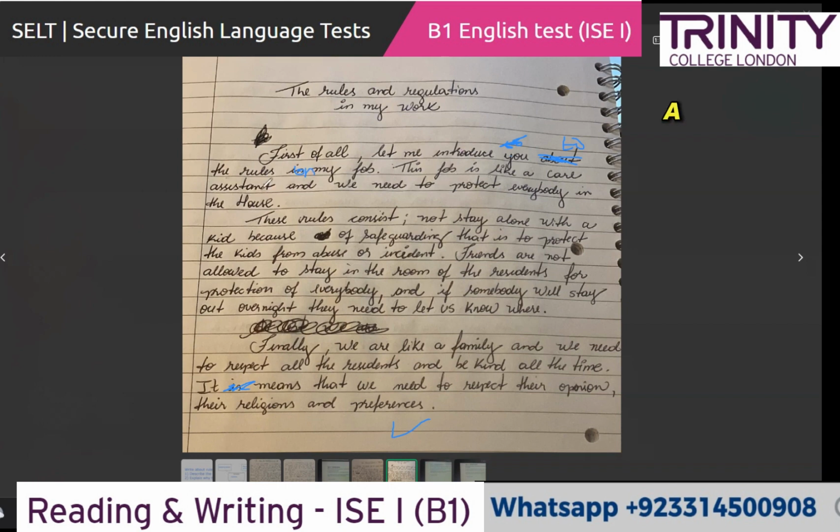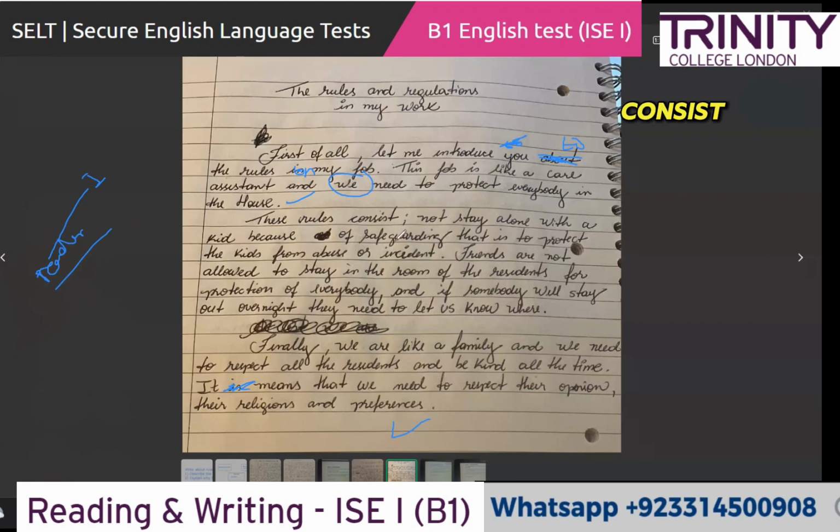The job is like a care assistant, and we need to protect everybody in the house. I need to protect everybody. These rules I was saying are about the job, we staff. I mean like me, other staff, the manager. We need to protect everybody, because "we" in here means you and your examiner.